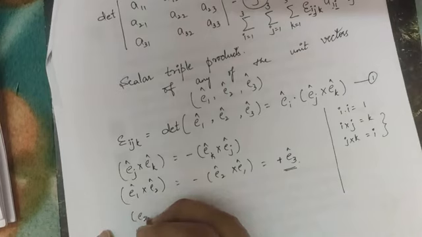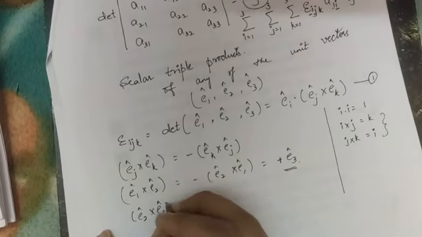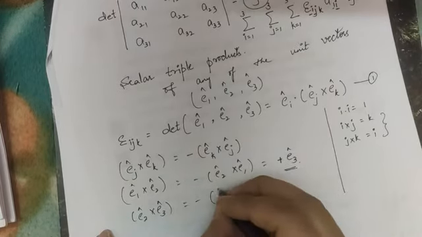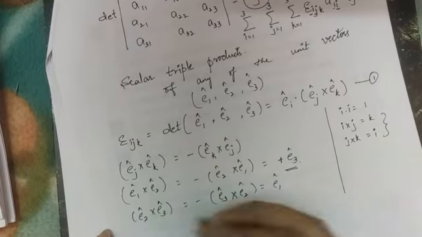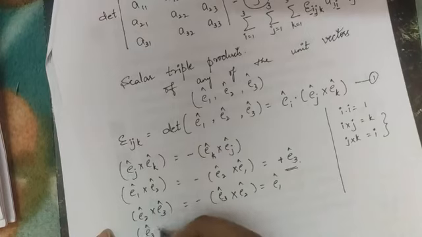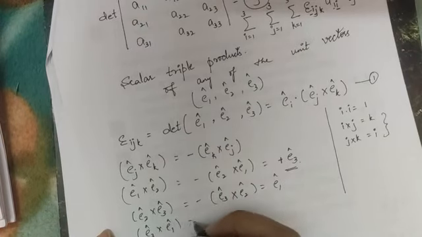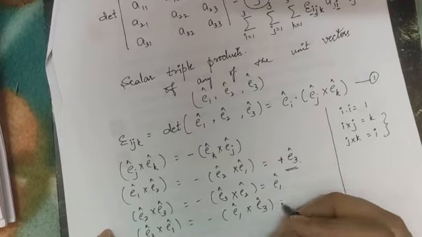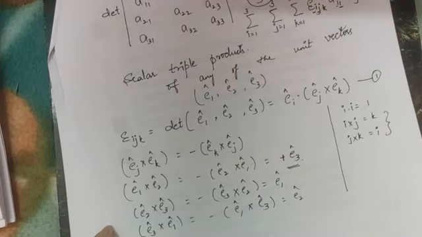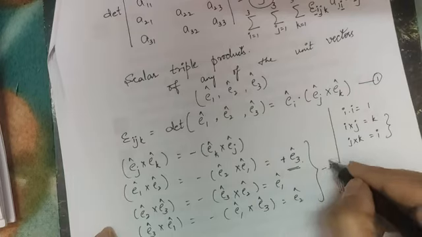So similarly, e2 cap cross e3 cap gives you minus of e3 cap cross e2 cap. This is e1 cap. So similarly, e3 cross e1 gives you minus of e1 cross e3. This is e2. So I will call this equation number 2.